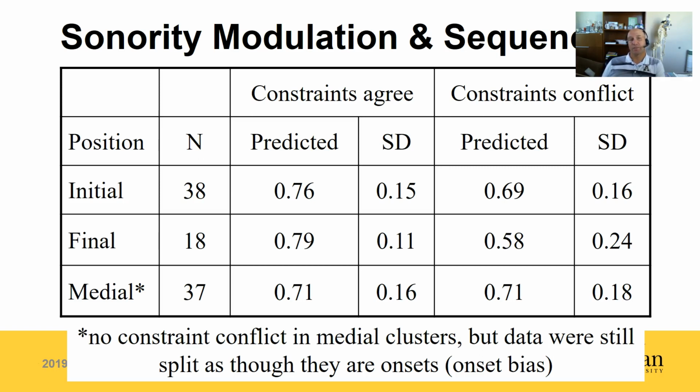When we look at conflicts between sonority modulation and sonority sequencing, a smaller percentage of our predicted comparisons match the prediction. So for initial, 69%, and for final CC clusters, 58%. So the ability to obey the functional restriction of sonority modulation, or I guess I should say the prediction of sonority modulation, is undermined or suppressed when in conflict with sonority sequencing.